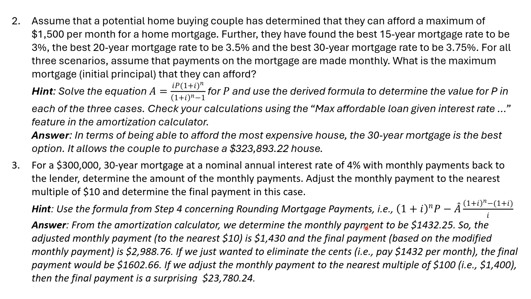If we wanted to just eliminate cents, then the final payment would come to $1,602, again using this formula. And if we adjust it down to the nearest 100, in other words down to $1,400, then surprisingly just paying that little bit less, that $32.25 less a month over 30 years, leaves you with a gap at the end of almost $24,000.